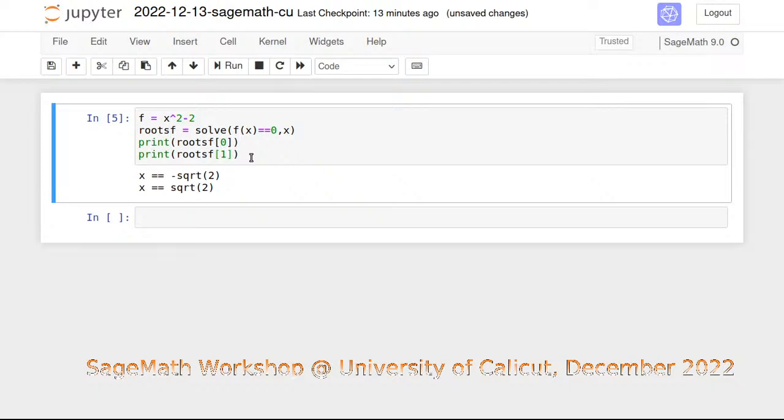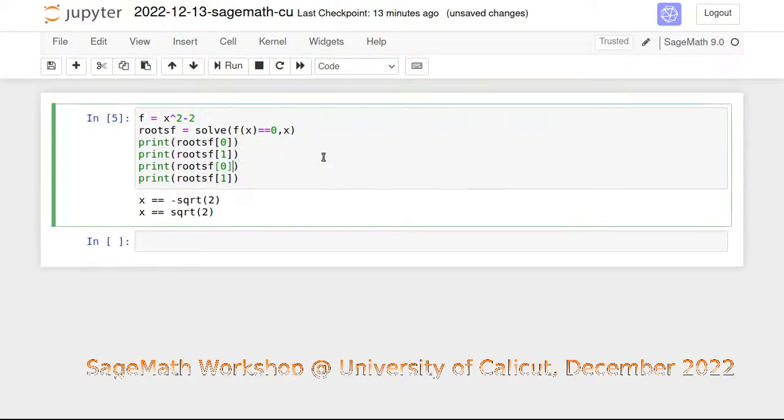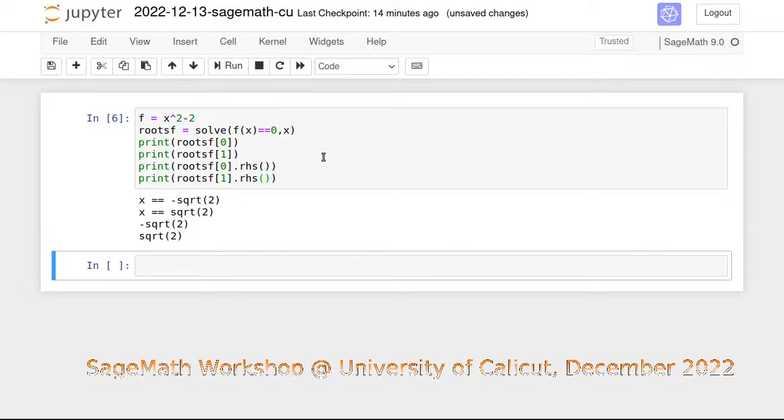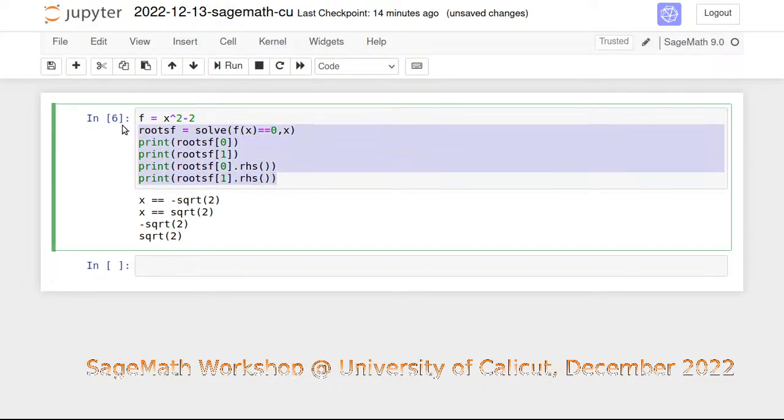See, RHS, we know, is the right hand side, the usual mathematics meaning. So if we ask for the RHS of both these, RHS, open close bracket, we are getting minus square root of 2, square root of 2, two roots. This is how we solve for an equation in terms of x.